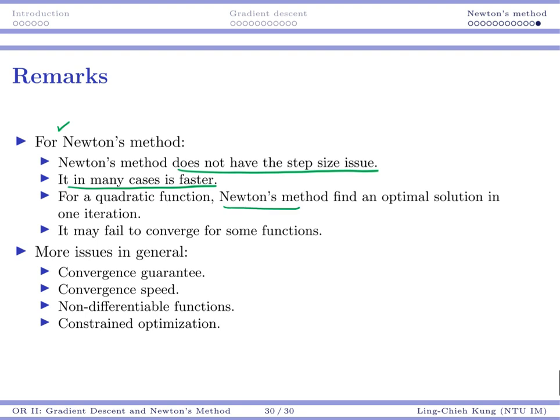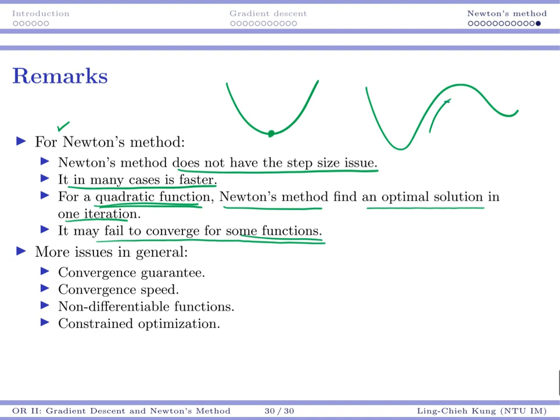For example, Newton's method finds an optimal solution in one iteration if your function is already quadratic and having a minimum point. Okay? But unfortunately, it may fail to converge for some functions. Like in the previous example we showed, it actually may have an increment when you are doing the iterations. So that may be weird somehow.